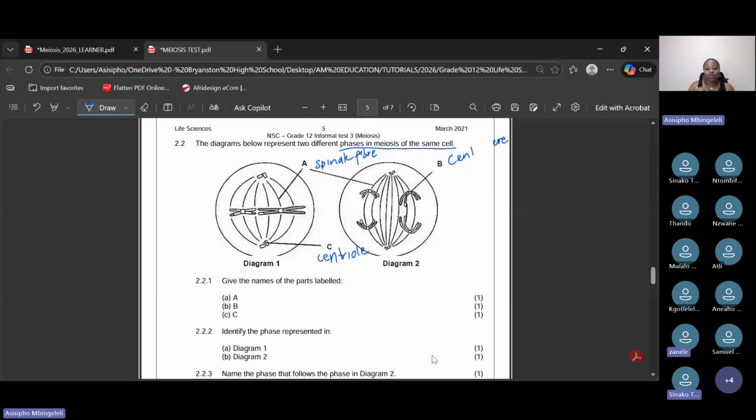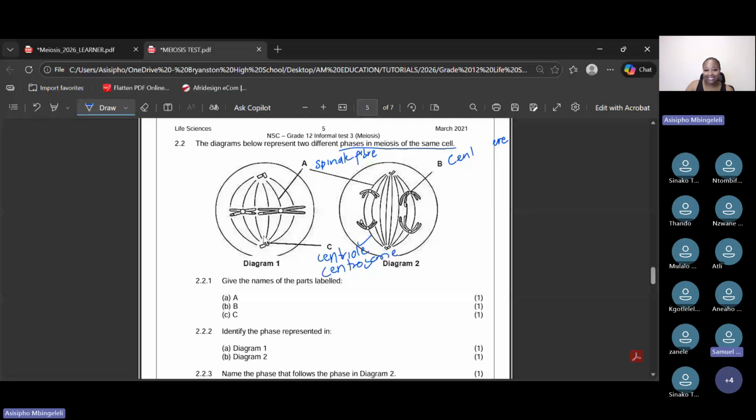Sorry, can I just mention something? For C, you will get a mark if you wrote a centriole. You will also get a mark if you wrote a centrosome. Remember, one produces the other. And from the diagram, we can't see which one it is. Is it the one that is being produced or is it the one that is an organelle? So we take both. Okay, thank you, guys.